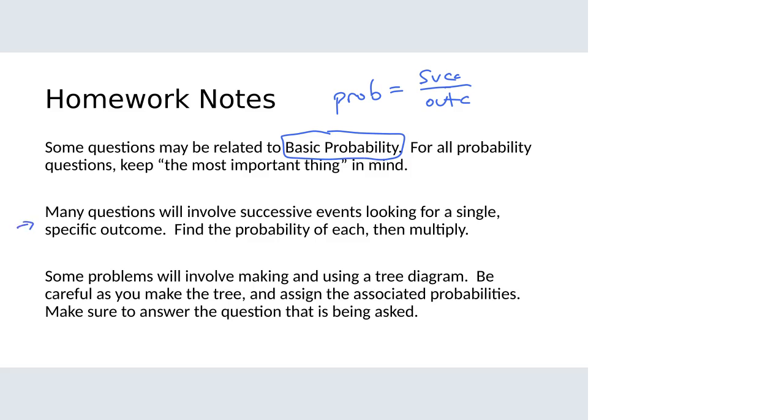A lot of the questions you'll see are what we did at the beginning of class today, where we're after a single specific outcome, red followed by white, interview followed by job. When those are the case, you don't have to make a tree diagram for them. Instead, you can just find the probability of each event and multiply them together.